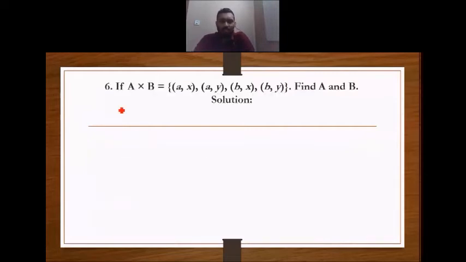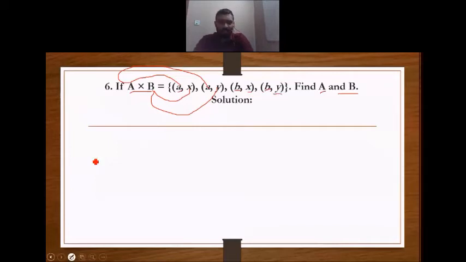If A cross B equal to {(a, x), (a, y), (b, x), (b, y)}, find A and B. Now here look at the order. A cross B is given. A cross B means what? First element should belong to the first set, second element belongs to the second set. Here also, first element from the first set and second element from the second set. So that is the definition.